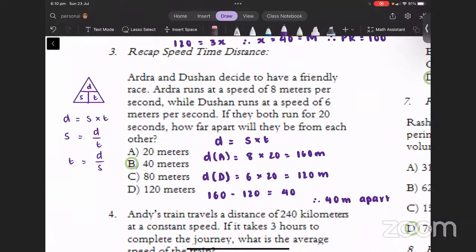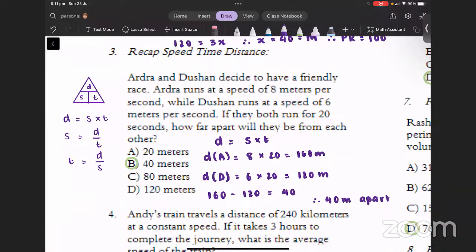Moving on to question number 3. Here we're going to recap speed, time, and distance. You probably learnt in class that you can draw a little triangle and split it into 3, with distance on top, speed on the left, and time on the right. That gives you these 3 equations: distance equals speed times time, speed is distance divided by time, and time is distance divided by speed. You can find those 3 equations by looking at the position of the letters in the triangle, and whether they're one above the other or next to each other.